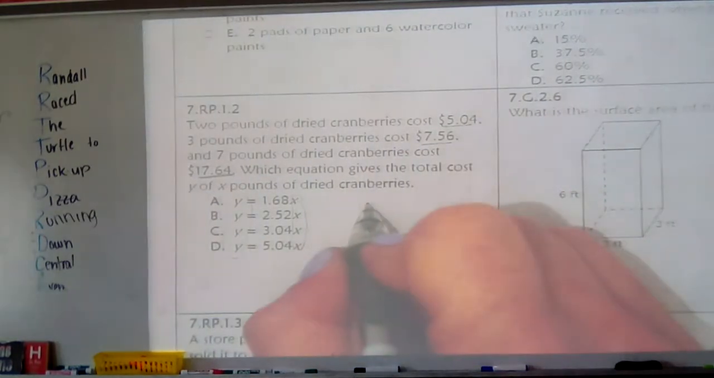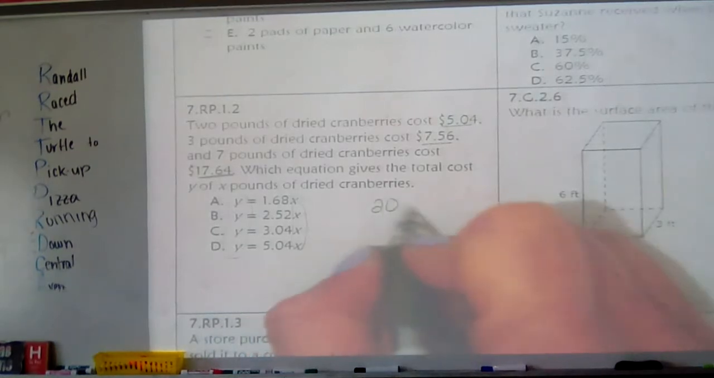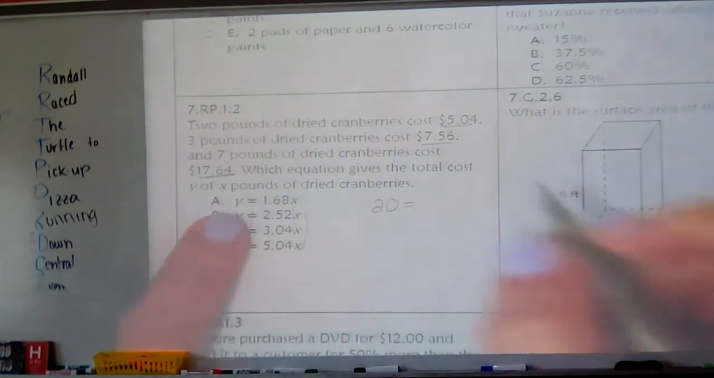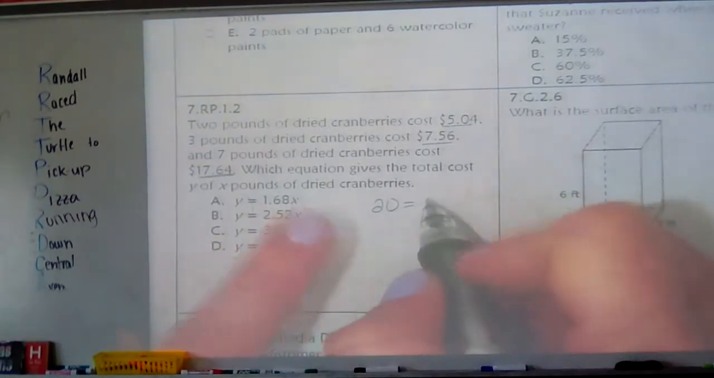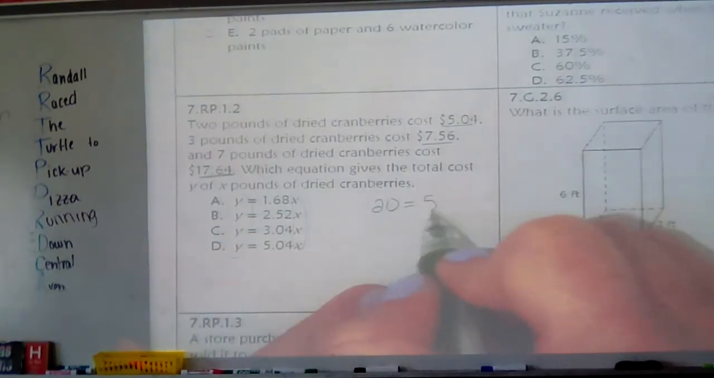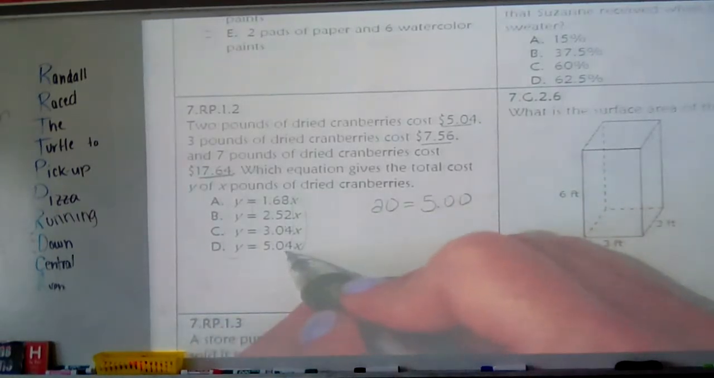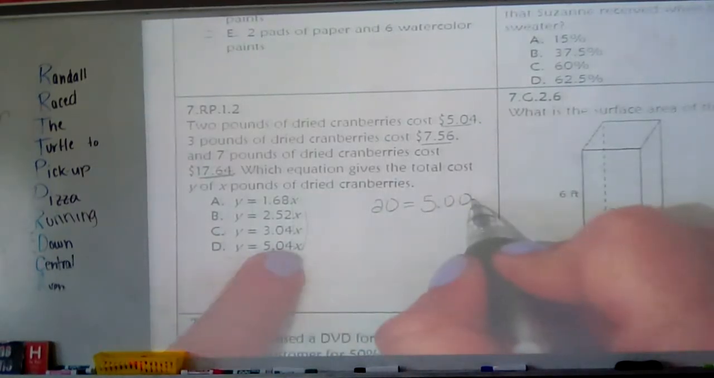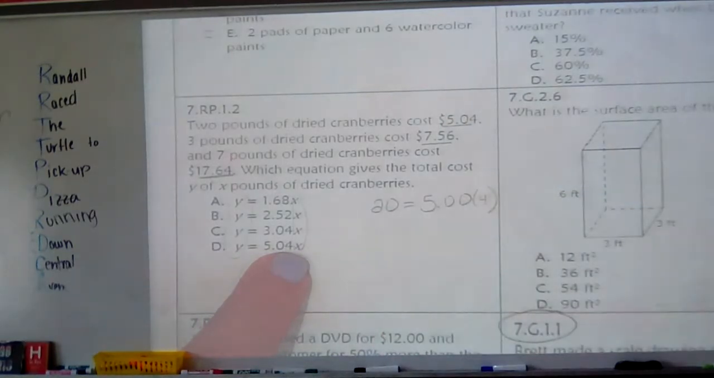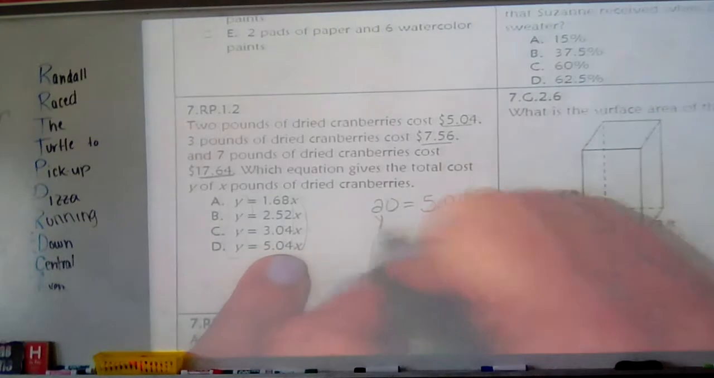So let's say that the total cost of cranberries is $20. So y is going to be 20. And let's say that they are $5 per pound. That would be representing what these numbers represent. And in place of x, they bought 4 pounds of cranberries, okay? So we're pretending.